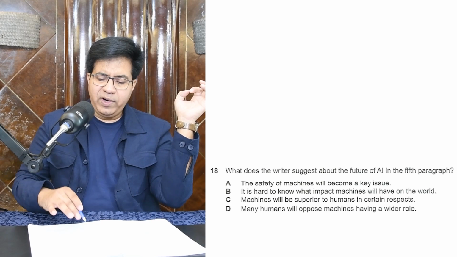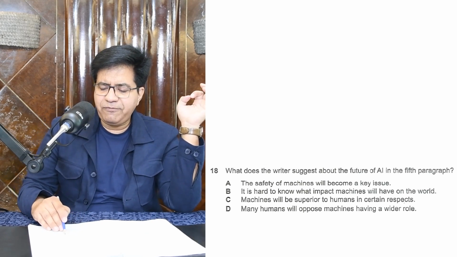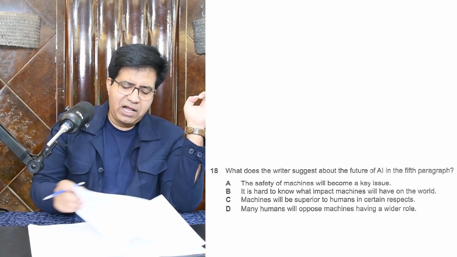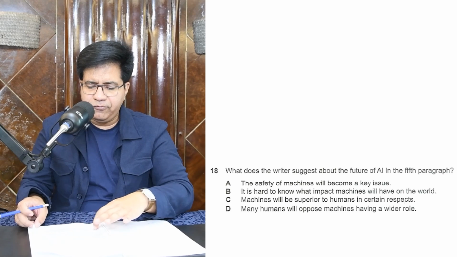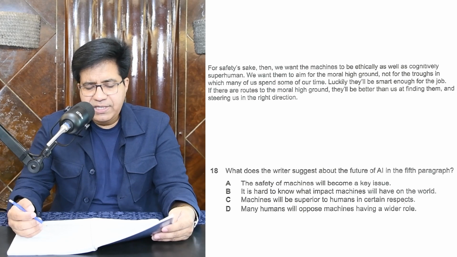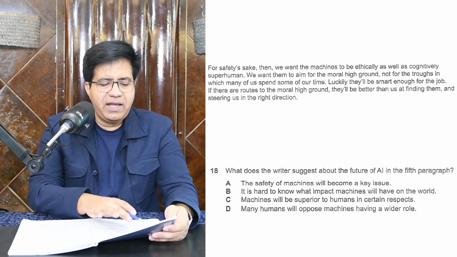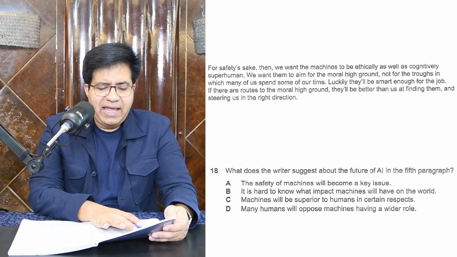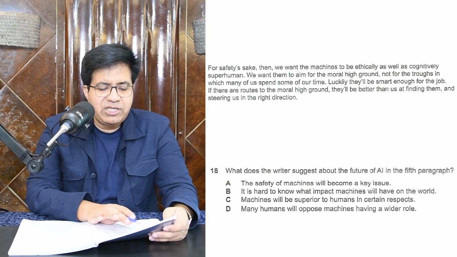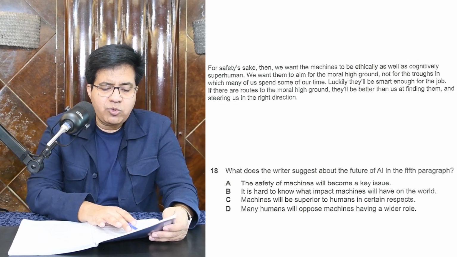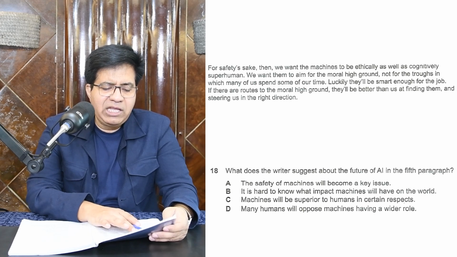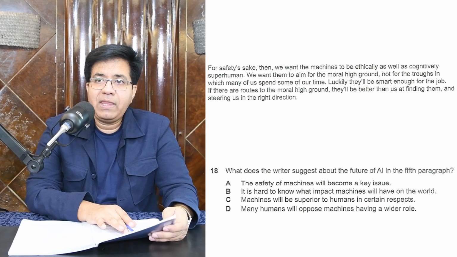Question number 18, what does the writer suggest about the future of AI in the fifth paragraph? Fifth paragraph, future of AI, 1, 2, 3, 4, and the fifth paragraph is on the next page. So what does the writer suggest about the future of AI? "For safety's sake, then, we want the machines to be ethically as well as cognitively superhuman. We want them to aim for the moral high ground, not for the troughs in which many of us spend some of our time." So what do we want?